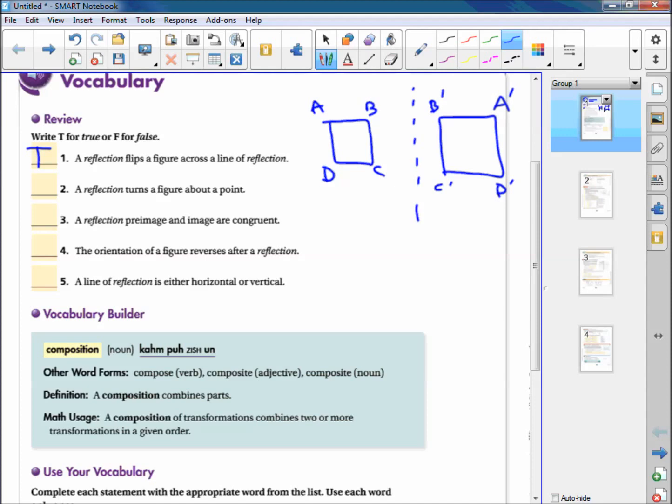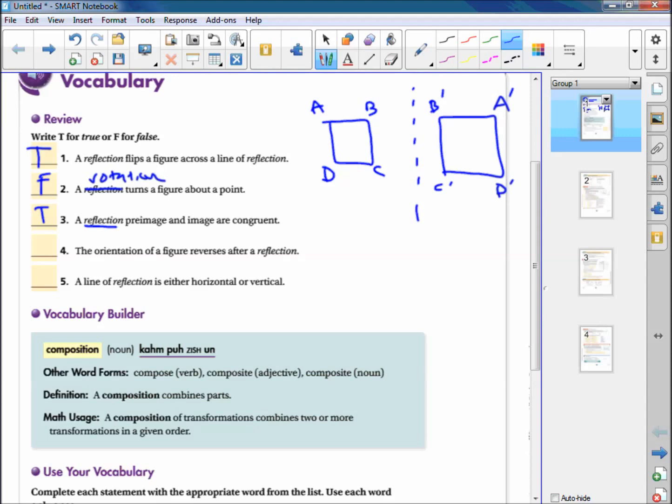All right, so reflection turns the figure about a point. This one's definitely false. Remember, this is actually a rotation does this. Okay, a reflection's pre-image and image are congruent. This is true. All reflections, rotations, and translations are isometries, remember? And isometries just make new shapes that are congruent. The only one that changes to make similar shapes is a dilation.